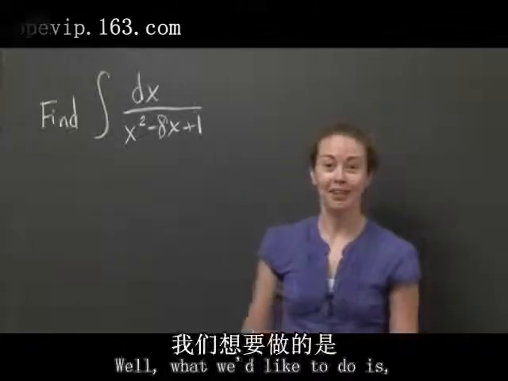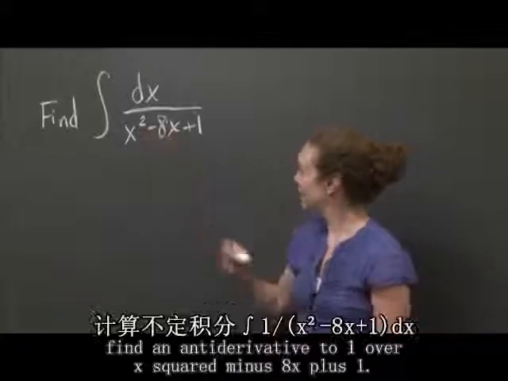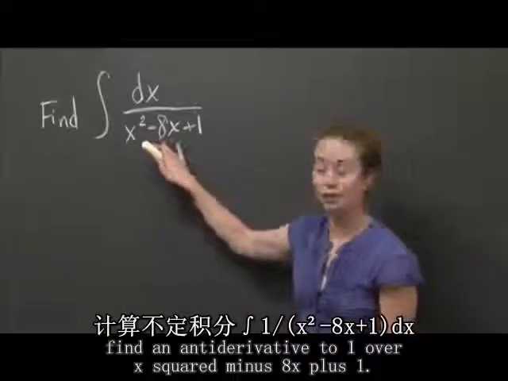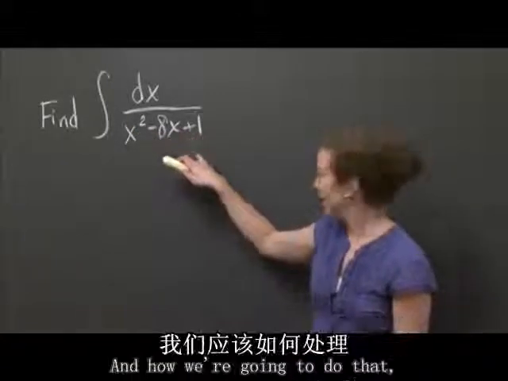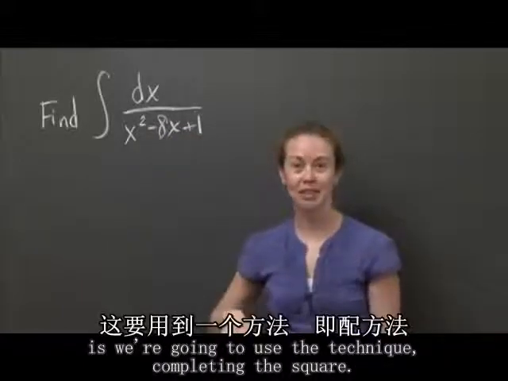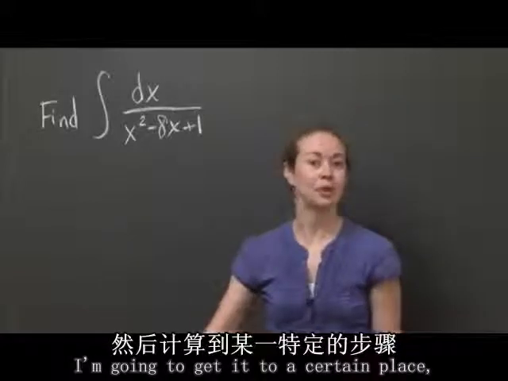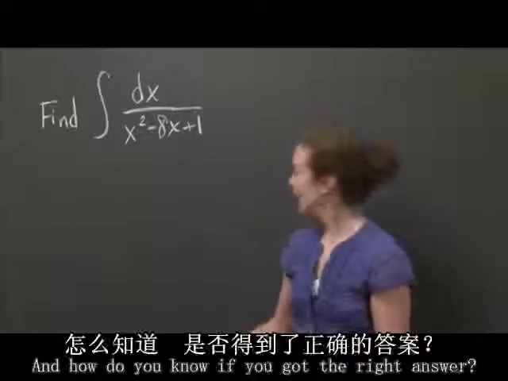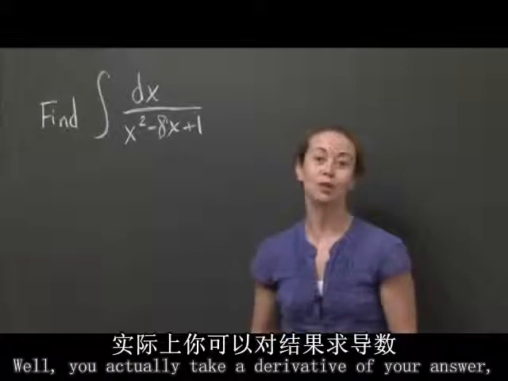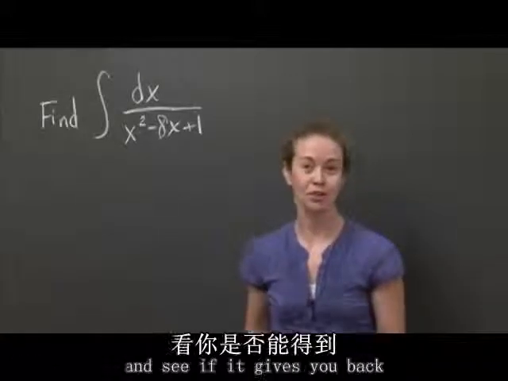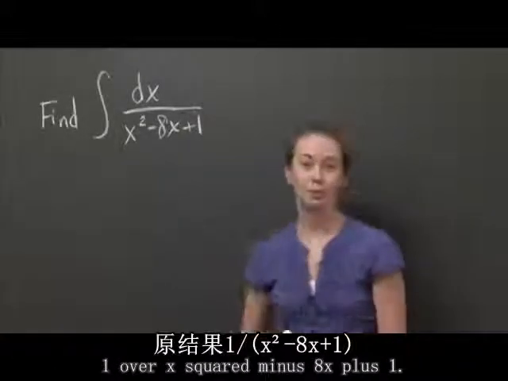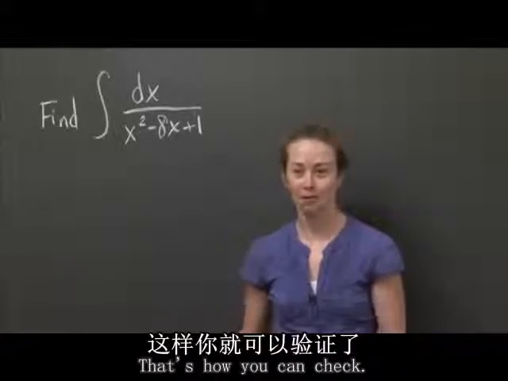So welcome back. What we'd like to do is find an antiderivative of 1 over x squared minus 8x plus 1. And how we're going to do that is we're going to use the technique of completing the square. I'm going to set up the problem, get it to a certain place, and then let you finish it. How do you know if you got the right answer? Well, you take a derivative of your answer and see if it gives you back 1 over x squared minus 8x plus 1. That's how you can check.